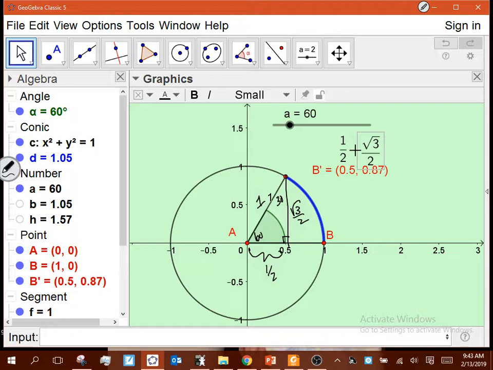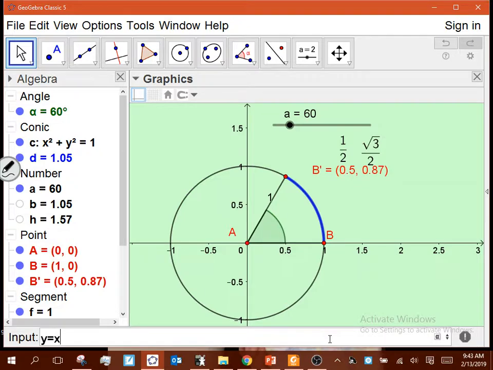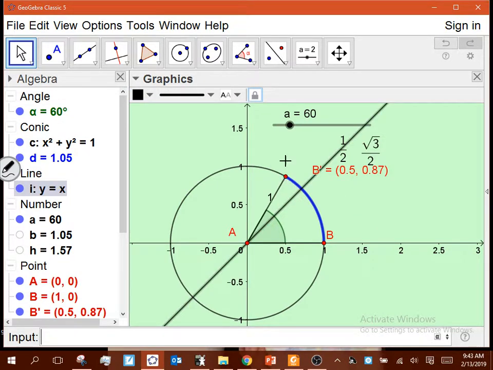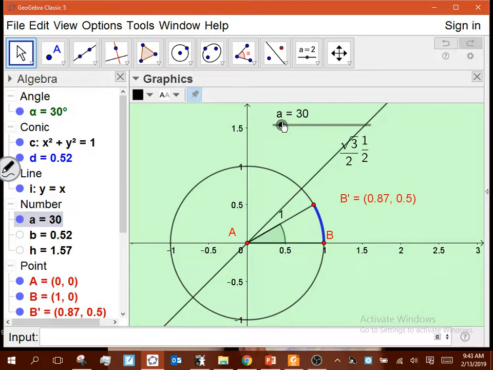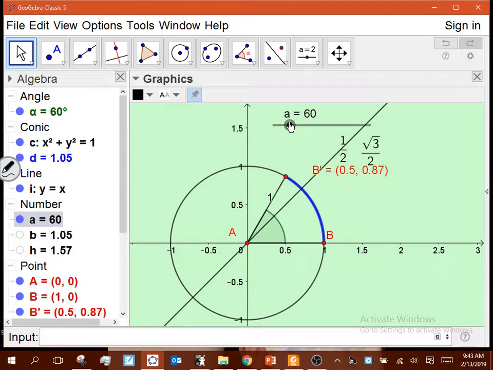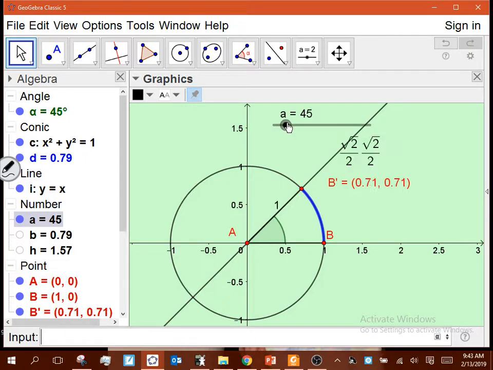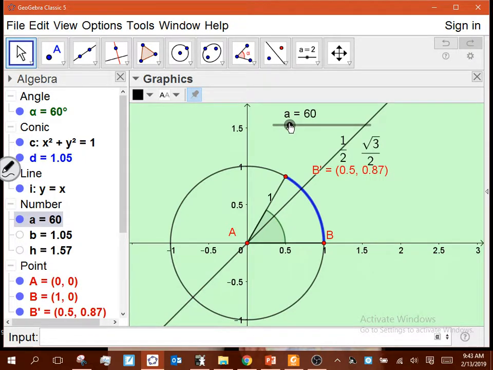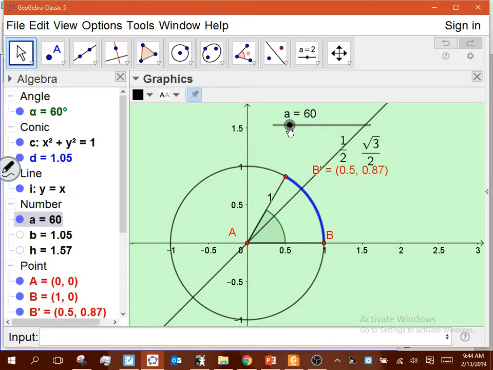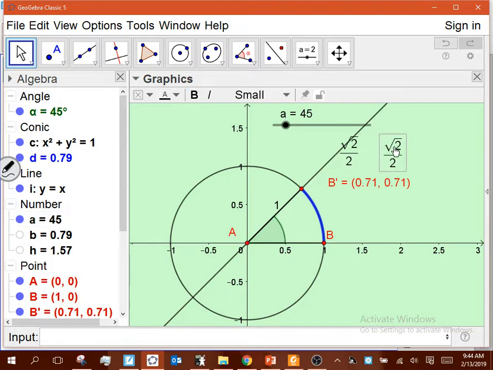Let's talk about how this is very similar to what we've already done in Algebra 2 and college algebra. I'll put in the line y equals x. If I have a 30-degree angle, it's right there. If I have a 60-degree angle, it's right there. Aren't those points B prime there and B prime there reflections across the line y equals x? And if they're reflections across the line y equals x, doesn't that mean that their x and y's switch spots? That's exactly what's happening.